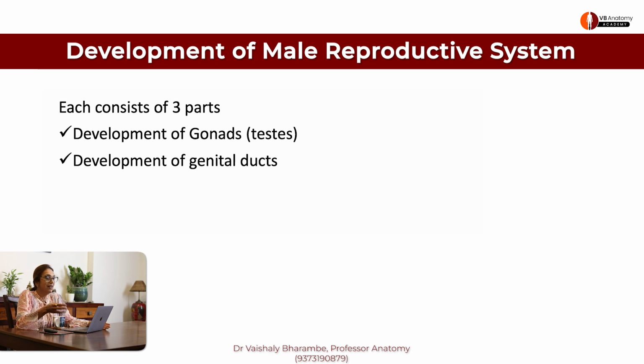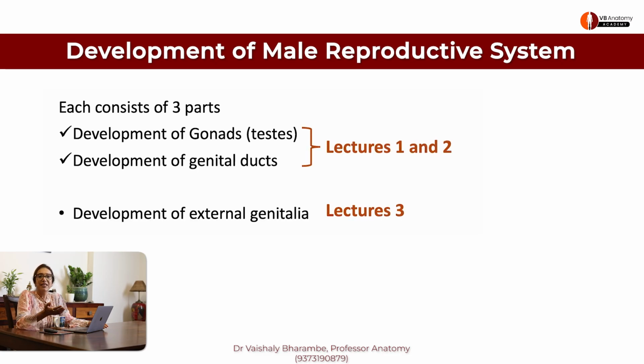the testes. We have to develop the two ducts, okay? What develops from mesonephric, what develops from paramesonephric ducts. There is also development of external genitalia. That will be the lecture 3, okay? So at this moment, let me begin by a discussion of the male reproductive system, lecture 1.